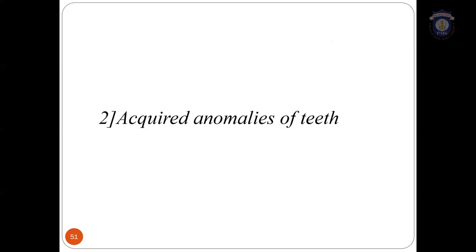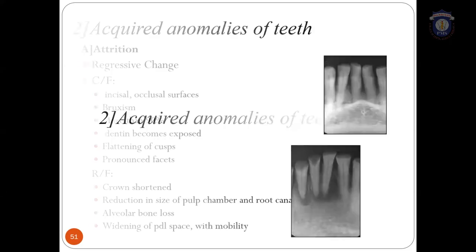Next is the acquired anomalies of teeth. So till now we were seeing the developmental anomalies of teeth, affecting the size, shape, structure. Next is the acquired anomalies of teeth.